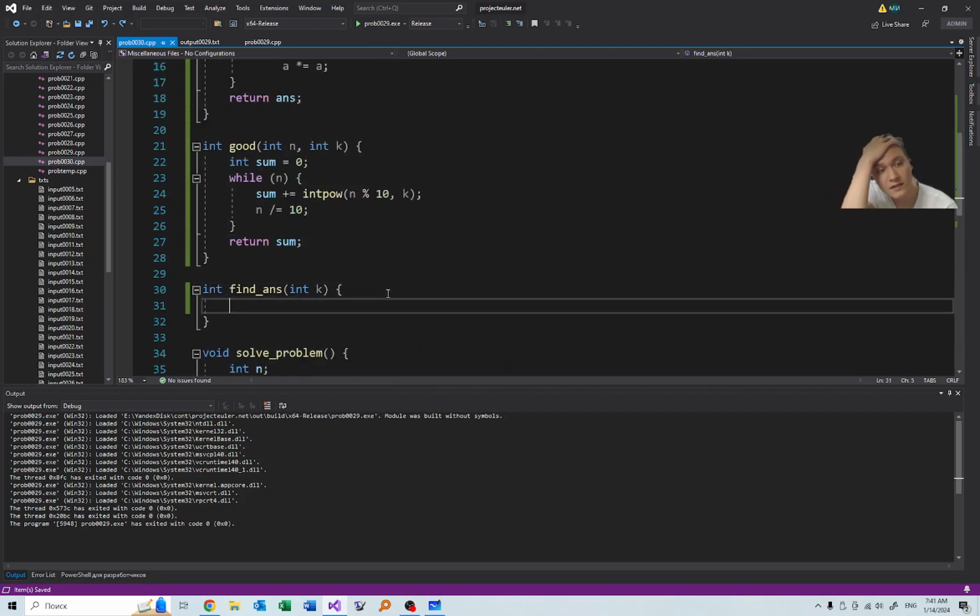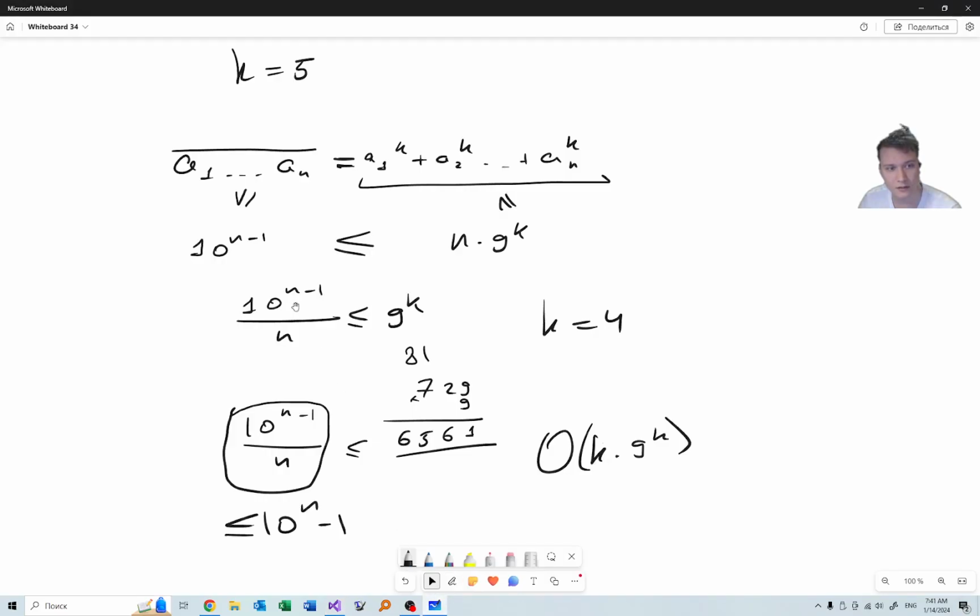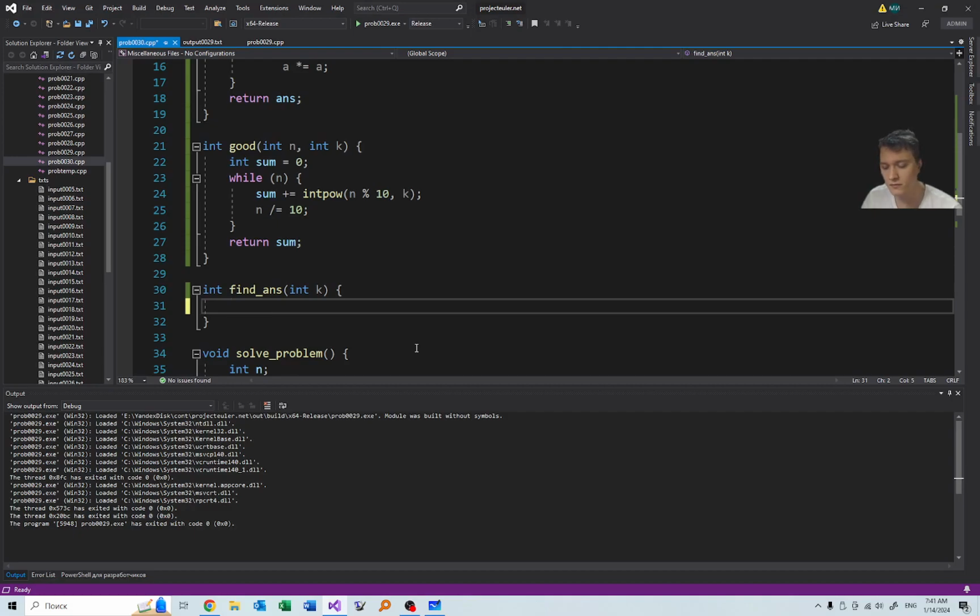Also, let's write the find answer. How do we find the answer? So we iterate. First of all, we need to find this bound. We can find this bound by a linear search. So for int n equals like 10 and n equals 1.